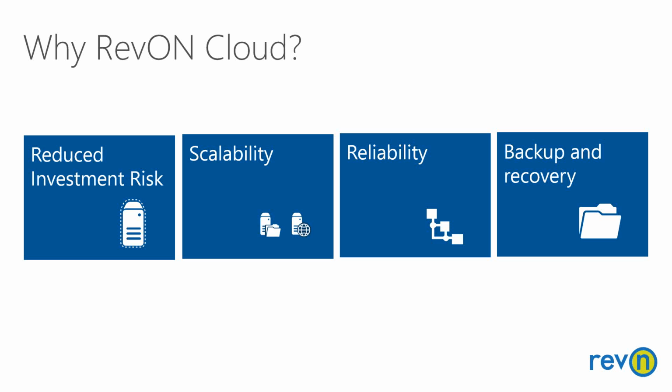So even in cases of extended power outages, if you remember the Hurricane Ike windstorm, I believe it was a few years ago, parts of the city were out of power between 2 and 5 days. RevON Cloud would still be running. And I don't know if you could say that for your own business's infrastructure.